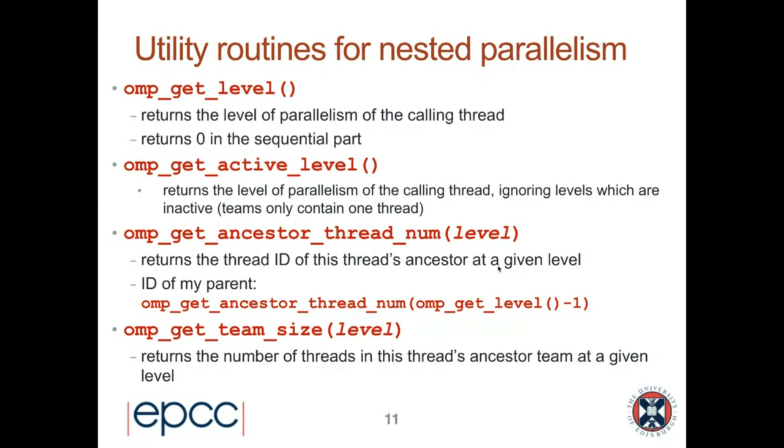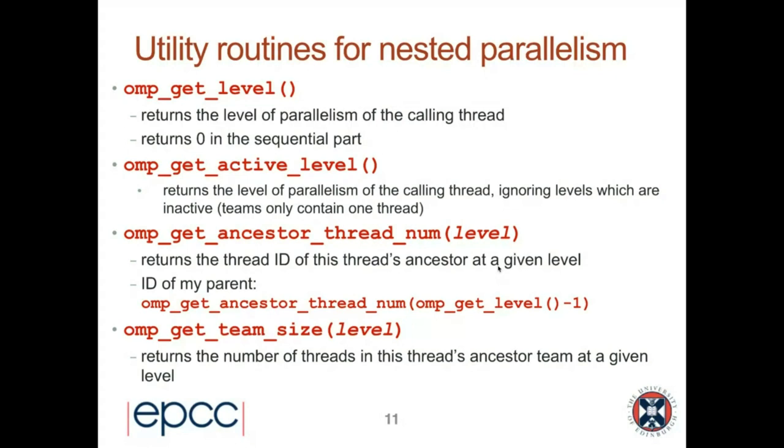And then once I know my level, I can call get ancestor thread num at any given level. So that returns the thread ID of this thread's ancestor thread at any given level. So for example, if I want the ID of my parent thread, then I call OMP get level, subtract one to go one level up, and then call OMP get ancestor thread num with that as its argument.